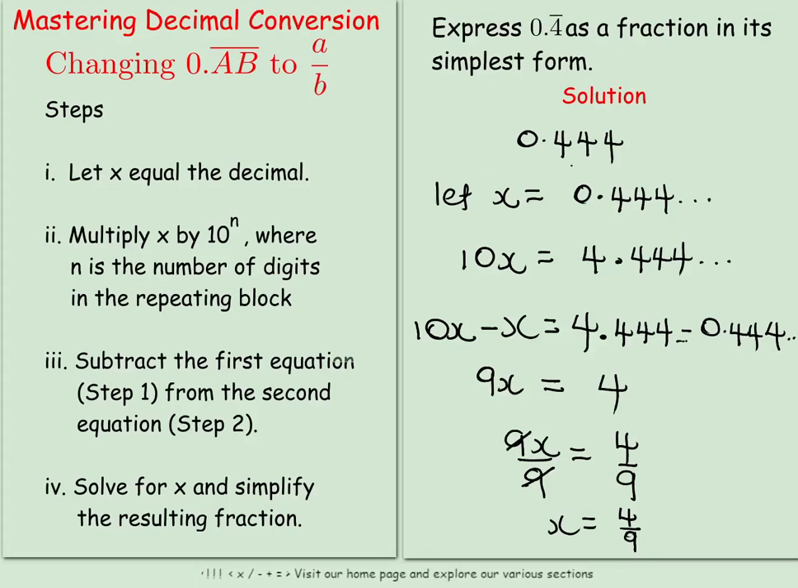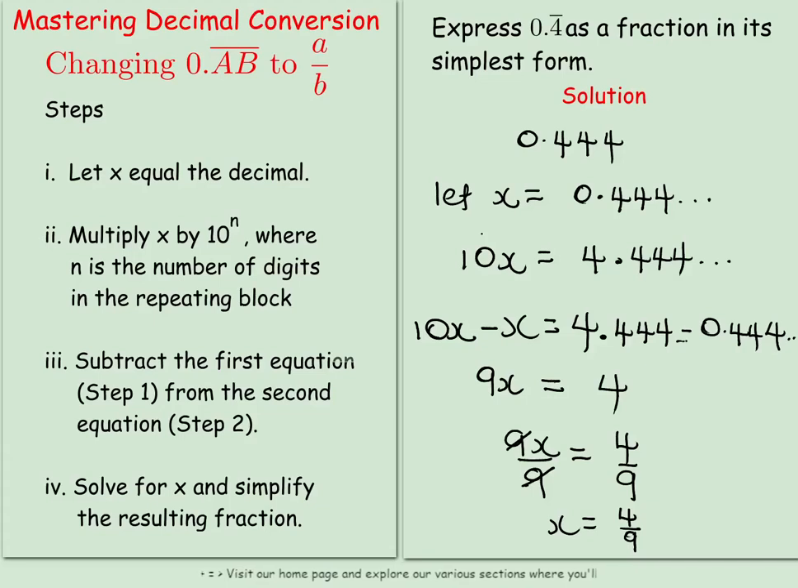Going over the rules again, we have our number, right? So with our number, you let it be equal to x. So you equate it to x. And secondly, you ask yourself, how many numbers are repeating? If it is just one digit, fine. You multiply by 10. If it is two digits, you multiply by 100.